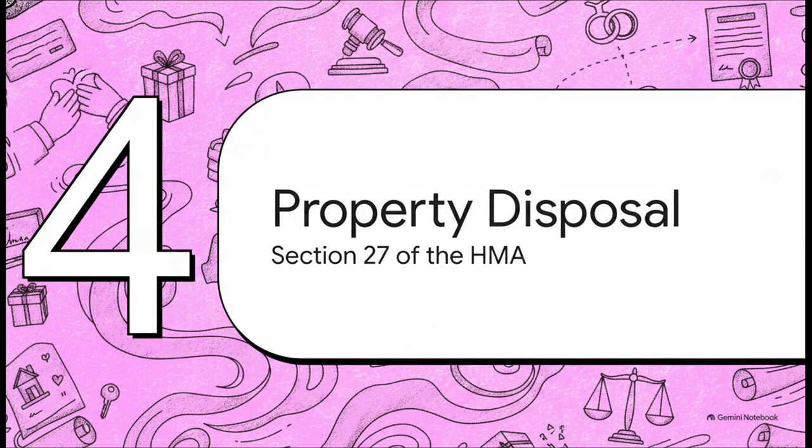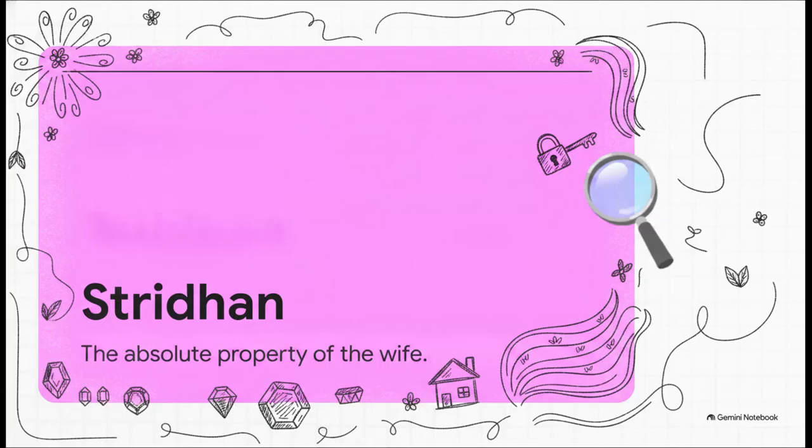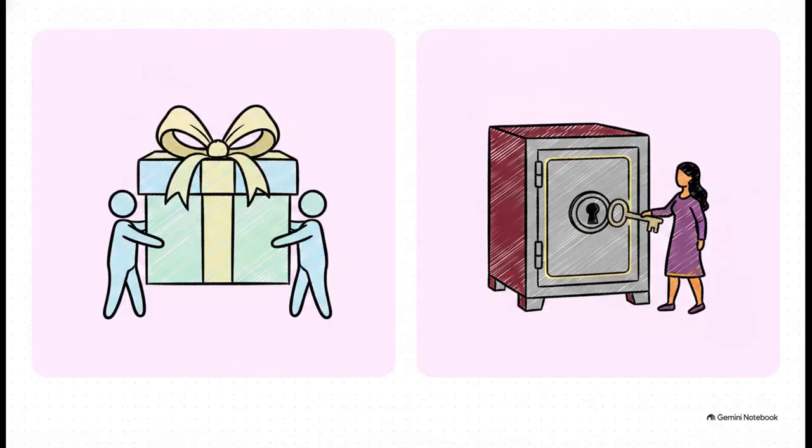Moving on to Section 4, property disposal under Section 27 of the HMA. So this fourth signpost deals with a very specific and honestly often misunderstood issue, property giving around the time of the marriage. To really understand Section 27, you've got to lock in this precise piece of legal terminology, Sridhan. In Hindu law, Sridhan is defined as the absolute property of the wife. It is hers, entirely. Now here's where students always get tripped up on exams.